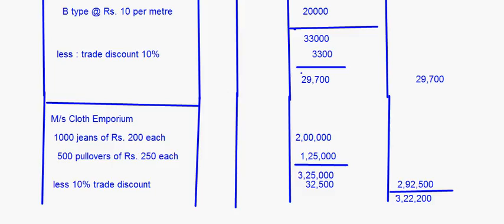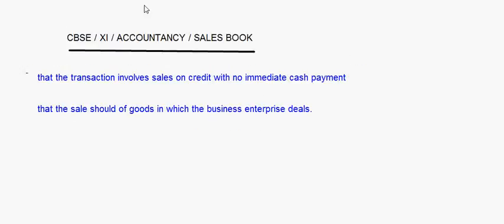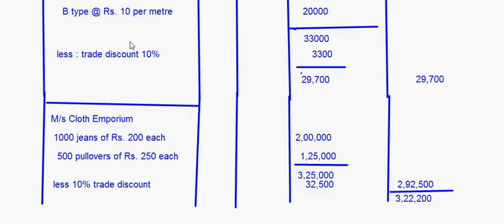So this was a small question on sales book. So basically these two things you have to understand, that the transaction credit sales will be entered into the sales book, and the sale should be of goods and not of any other property or asset, right? Okay. And if there is a trade discount, then trade discount should be deducted from this, right? So that's all you have to learn in sales book.